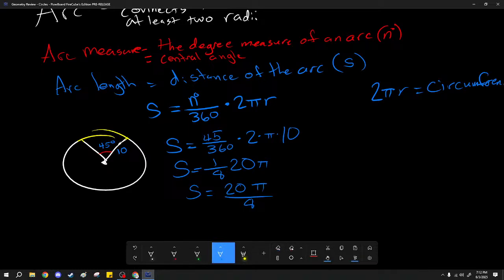20 pi over 8. This can also be reduced if you'd like. You have even numbers here. They are both divisible by 4. So what we could do is 20 divided by 4 is 5. And 8 divided by 4 is 2.